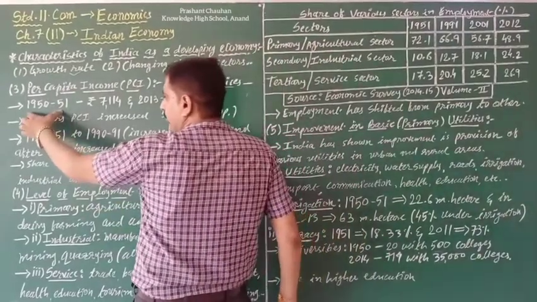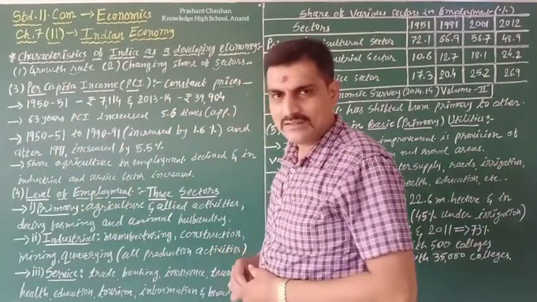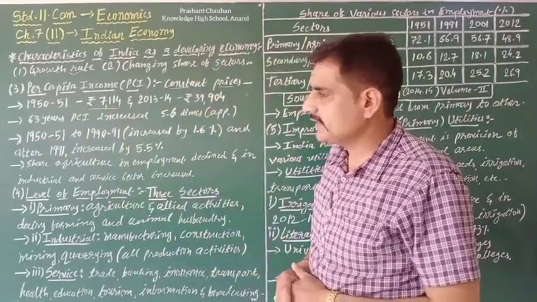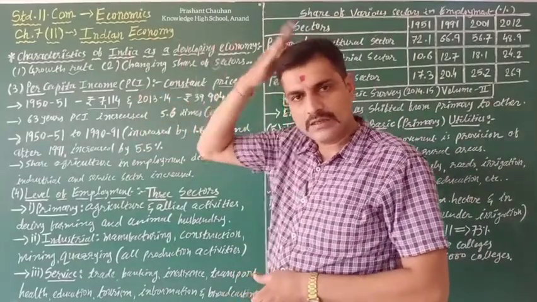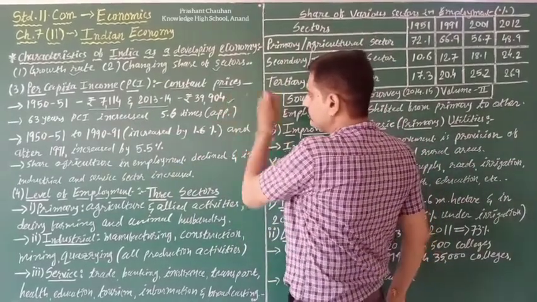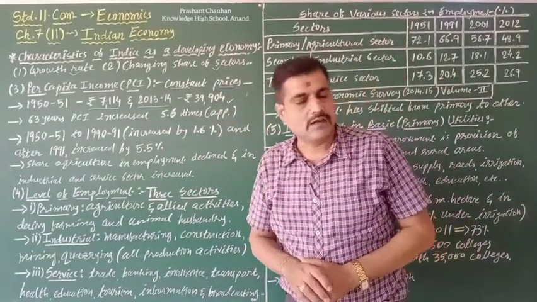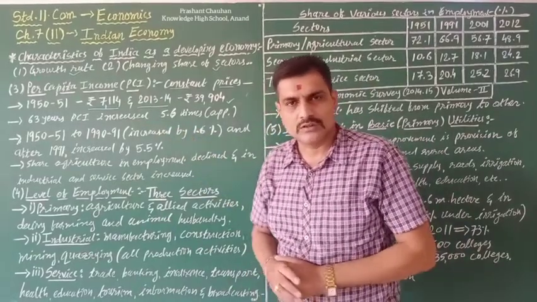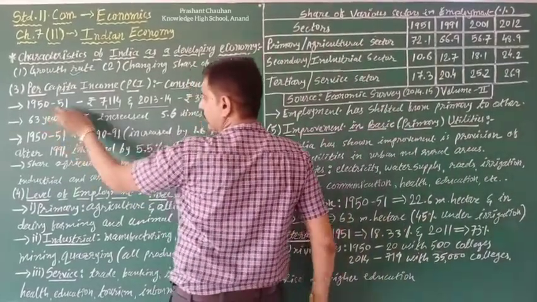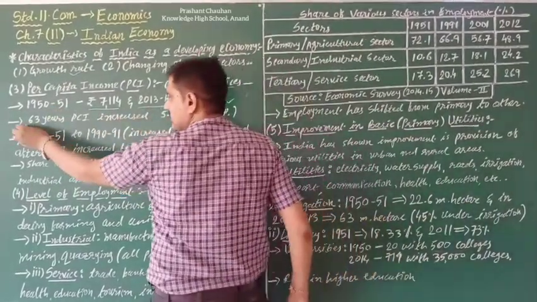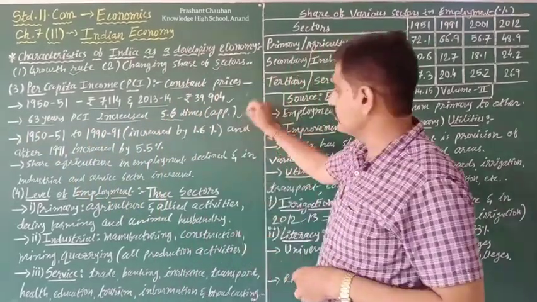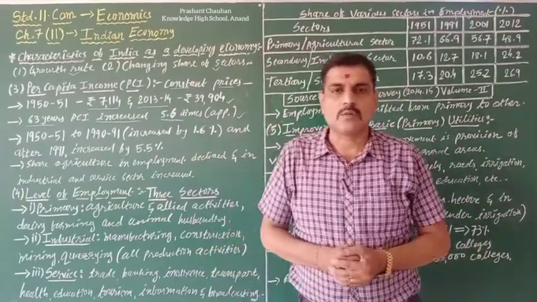In 1950-51, the PCI was 7,114. That is the per capita income per year. In 2013-14, obviously it will be increased, that is 39,904. See the difference, more than 5 or 6 times. So in 63 years, 1950-51 to 2013-14, more than 60 years, the PCI increased approximately 5.6 times.